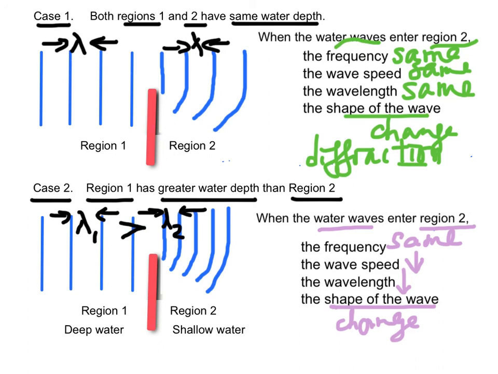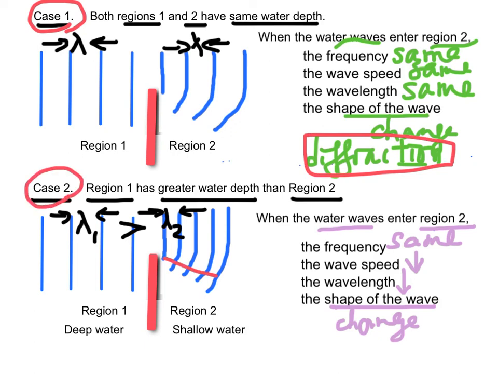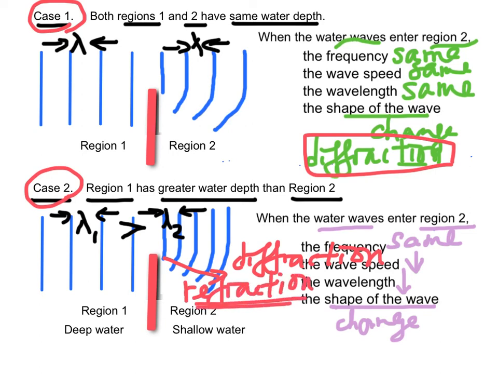Notice that in case 1, only diffraction occurs. However, in case 2, both diffraction and reflection occur. There is reflection because the wave speed changes.